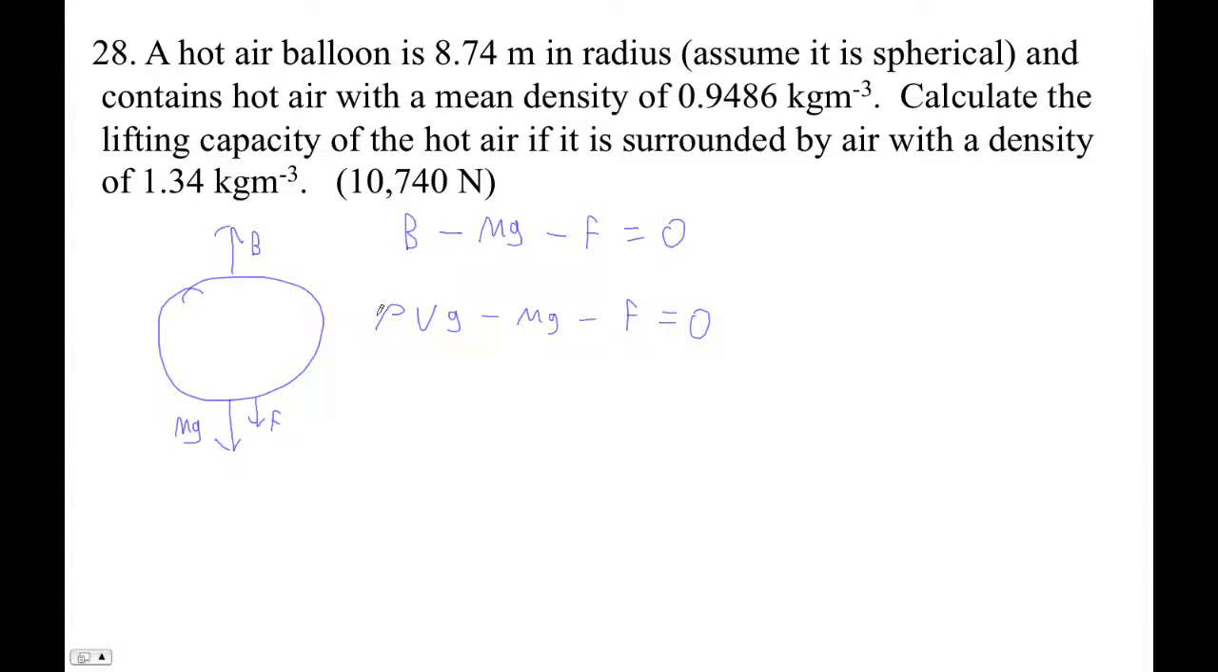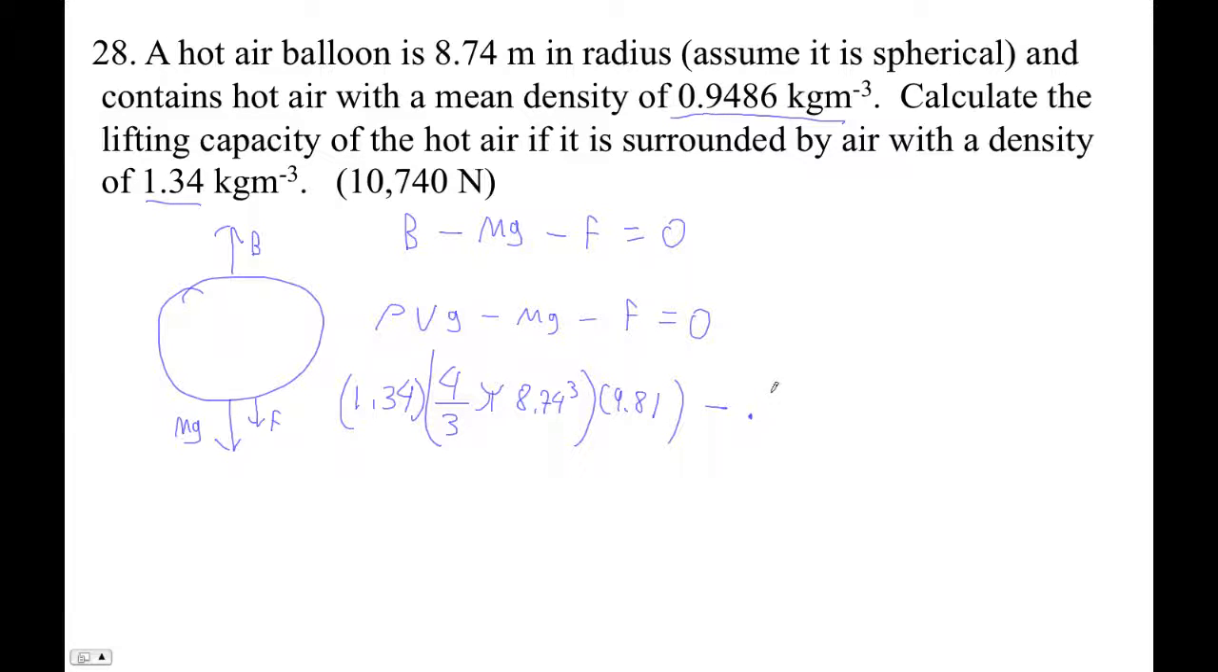And then this is the surrounding fluid, so that is, what is that? That is the air, surrounded by an air of a density 1.34. So 1.34. The volume is 4/3 pi times its radius, 8.74 to the third, times 9.81. And then what's the mass of the balloon? Well, we're just going to ignore the whole thing surrounding it. So this is the lifting capacity of the air. And so that's going to be, well, that's the density of the air in the balloon.